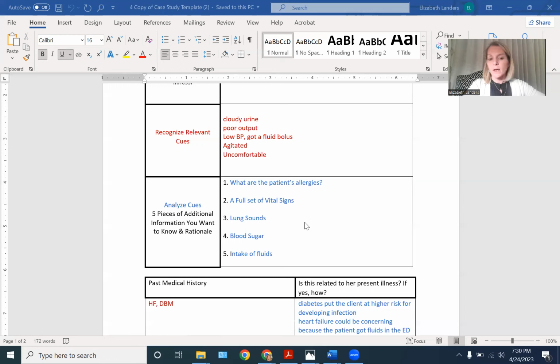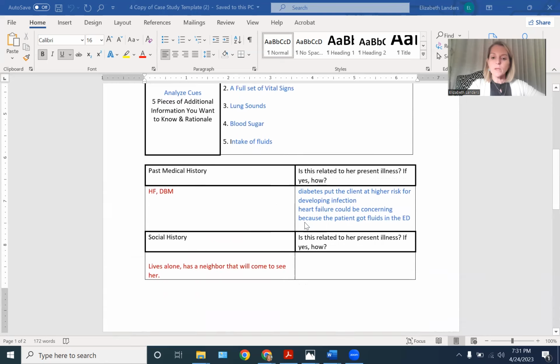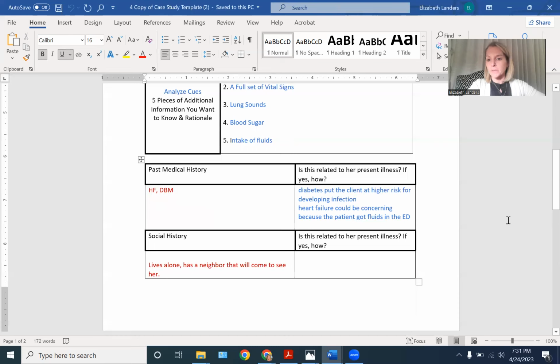As long as a student can defend their choice on what they think these additional pieces of information are, it really leads to a good classroom discussion that's facilitated by the instructor. We also ask them to connect past medical history to their current presentation. So what is the relationship between diabetes and a history of heart failure when it comes to a patient presenting with symptoms of urosepsis? And we want them to think through that.